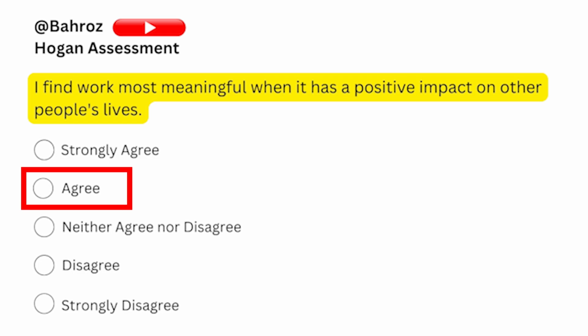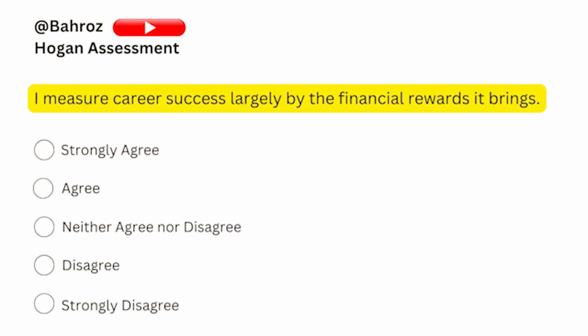This is one of the few questions on the Hogan where being bold and decisive in your answer is a good thing. Question 17. I measure career success largely by the financial rewards it brings. The commerce scale measures how money motivated you are. For roles in sales, investment banking, trading, or anywhere KPIs are heavily financial, scoring high here is fine. It shows you are commercially driven. But for roles in HR, operations, public sector, or purpose led organizations, answering strongly agree here is a mismatch. It suggests you only care about your earnings and might leave the moment a higher paying option appears.